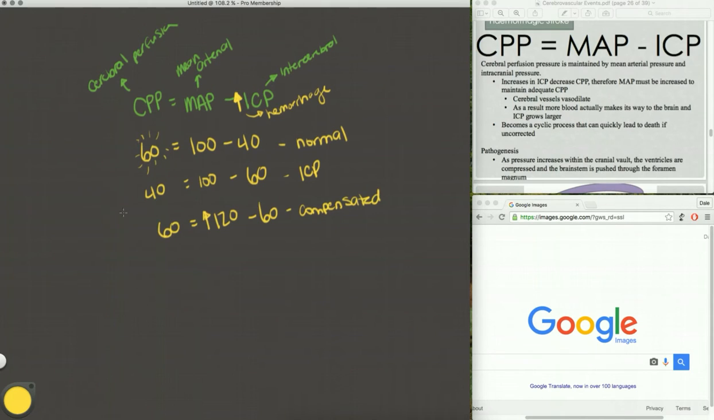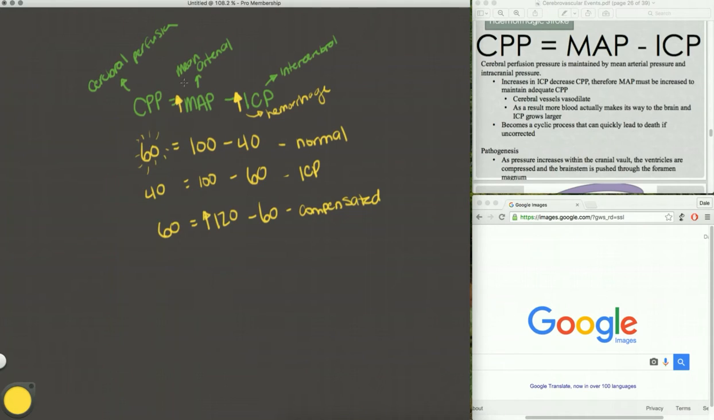So we can see that in order to maintain cerebral perfusion pressure, if I have an increase in intracranial pressure, I have to increase my MAP, or I have to increase my blood pressure. So that's going to allow me to maintain cerebral perfusion pressure at the levels that I want it to be at, or at normal levels.